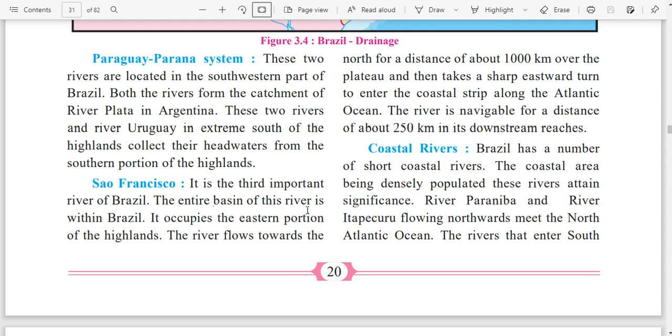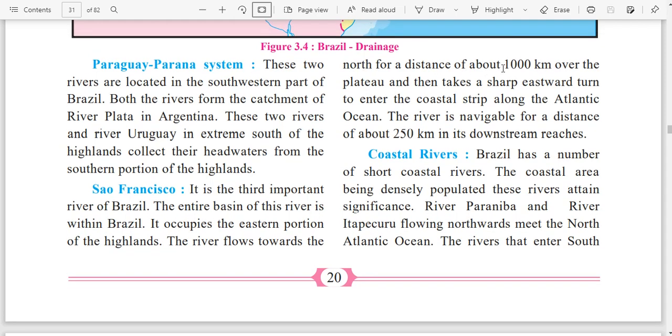The entire basin of the river is within Brazil. It occupies the eastern portion of the highlands. The river flows towards the north for a distance of about 1000 kilometers over the plateau and then takes a sharp eastward turn to enter the coastal strip along the Atlantic Ocean. The river is navigable for a distance of about 250 kilometers in its downstream.